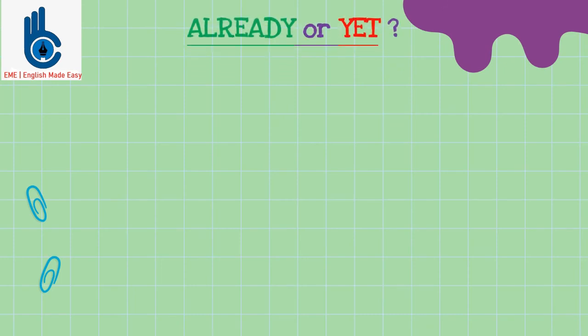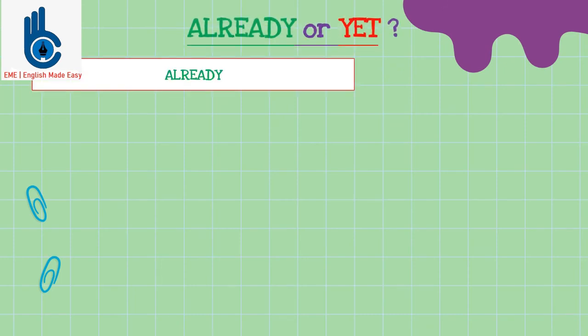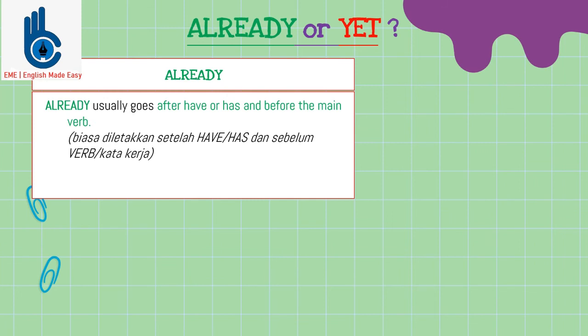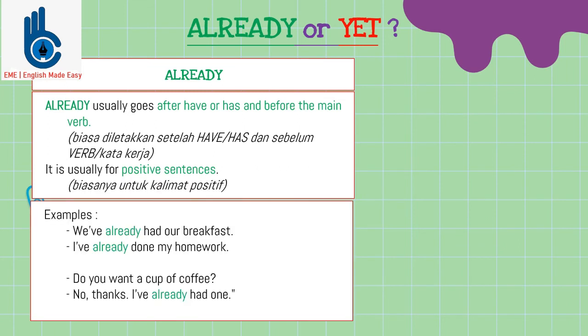Now we learn already or yet. The word already in bahasa means sudah atau telah. Already usually goes after have or has and before the main verb. Setelah have atau has, sebelum verb 3. It is usually used for positive sentences. Biasa dipakai untuk kalimat positif.